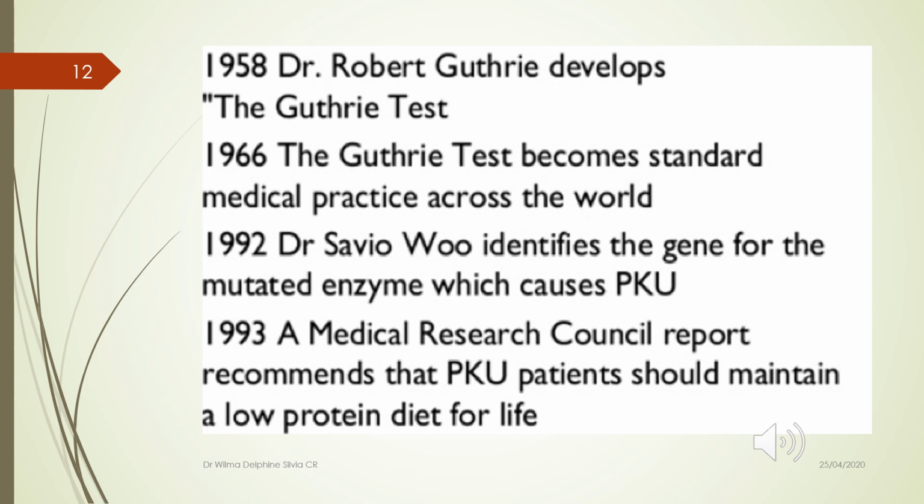The history of phenylketonuria continues as follows. In 1958, Dr. Robert Guthrie developed the Guthrie's test. In 1966, the Guthrie test became a standard medical practice across the world. In 1992, Dr. Wu identified the gene for the mutated enzyme which causes phenylketonuria. In 1993, a Medical Research Council report recommended that all the phenylketonuria patients should maintain a low protein diet for lifetime.